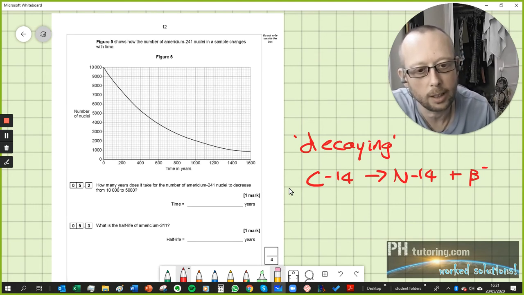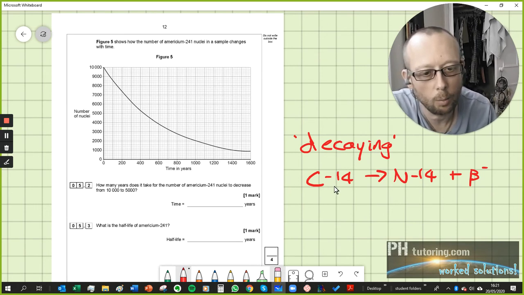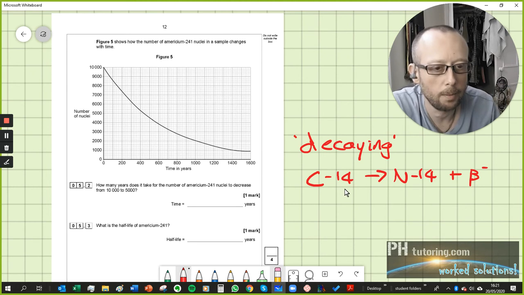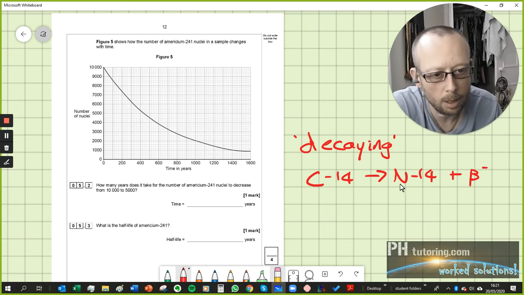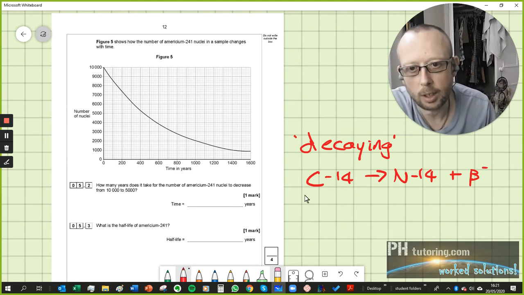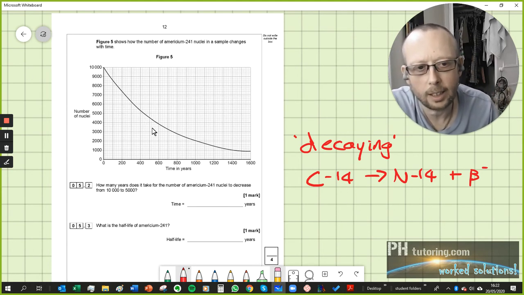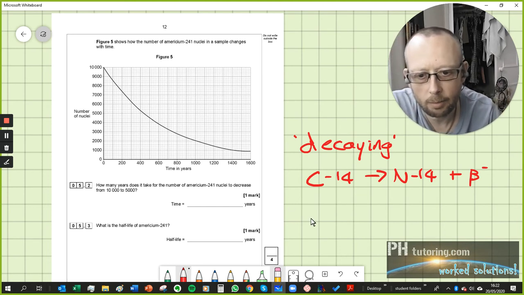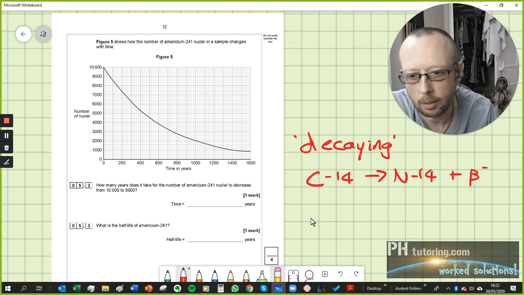The key point is that carbon should just stay as carbon, which we learned from chemistry. But it turns out that an atom, which means indivisible, is not really indivisible, and a carbon atom can randomly become a nitrogen atom. So that's what decaying means. And we start off with some americium, and they change into something else. First question is just saying, how many years did it take for americium to decrease from 10,000 to 5,000?